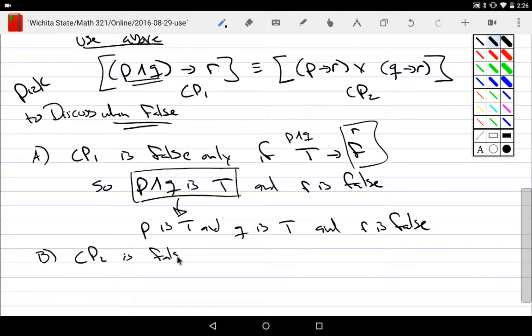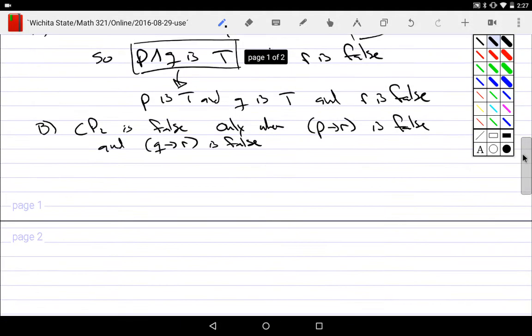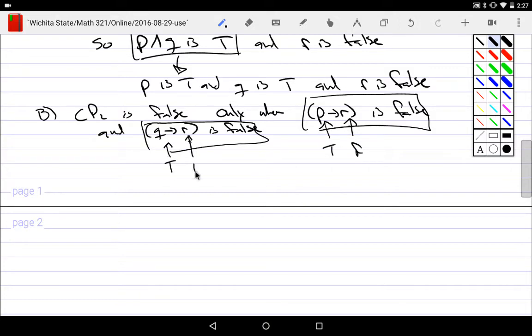CP2 is false. So this guy over here is false. Well, this is a disjunction, right? And under disjunction, true dominates. And so the only way an or could be false is when P implies R is false and Q implies R is false. But what's the only way for an implication to be false? The only way is if this is a true and this is a false. So what's happened? P is true, Q is true, R is false.